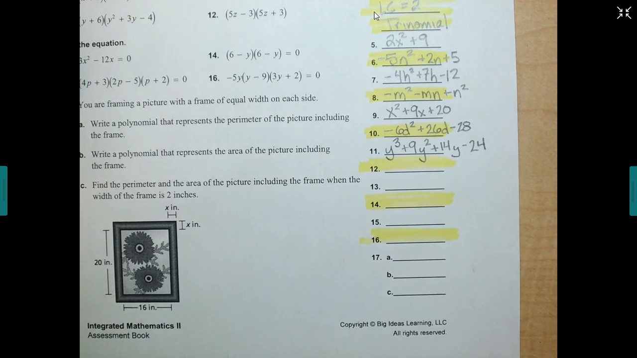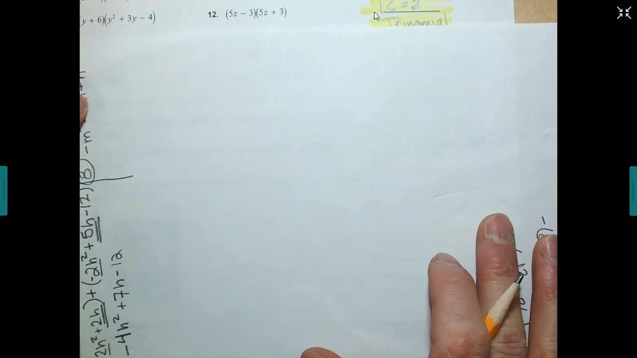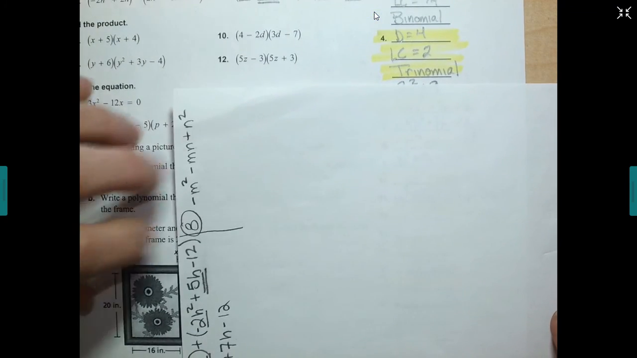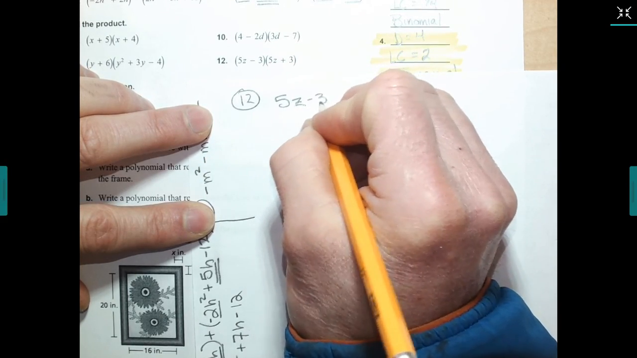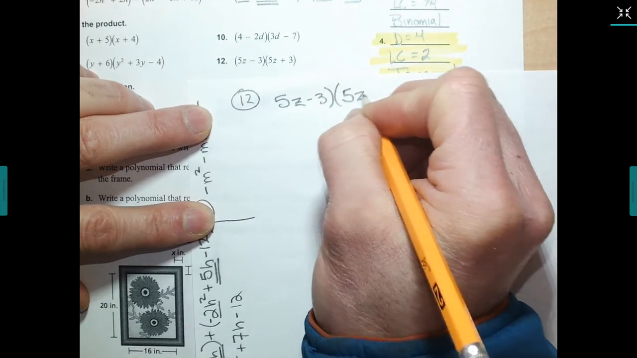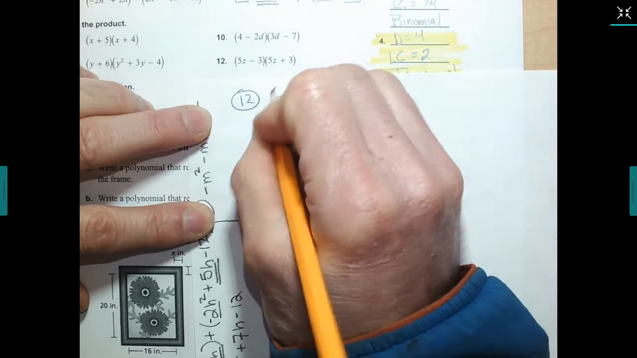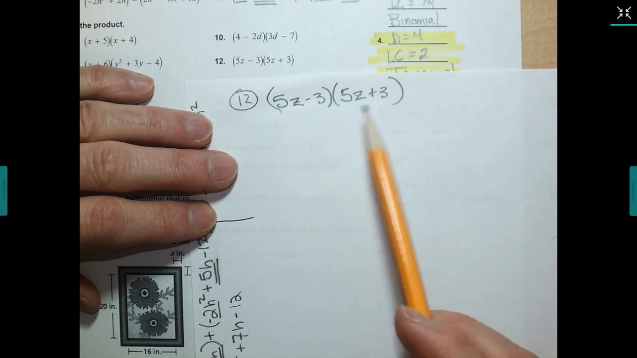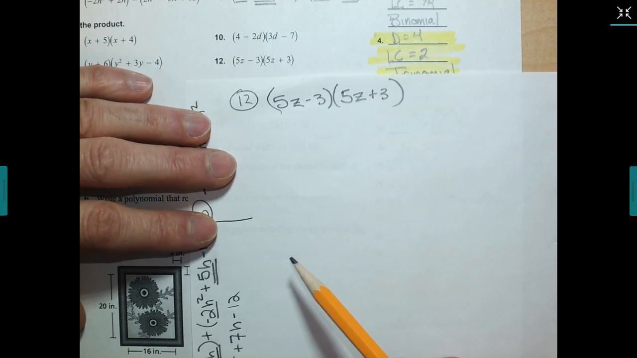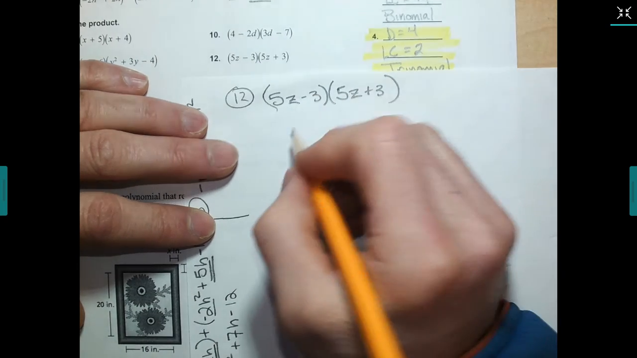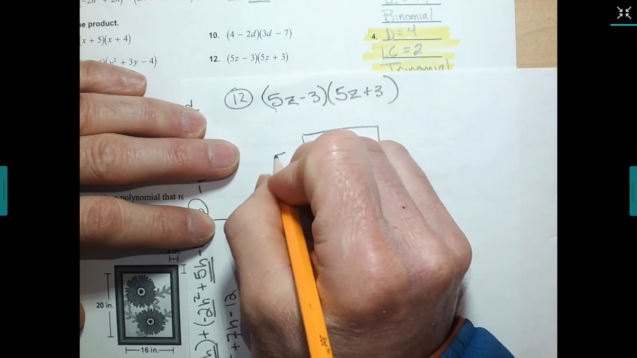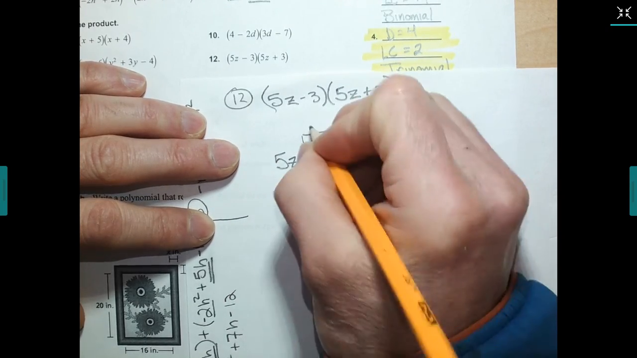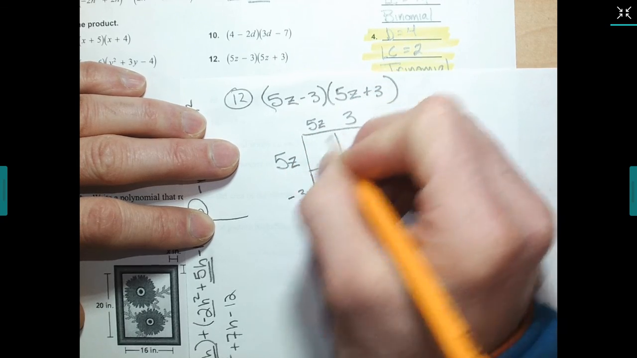All right, and then the last of these products, we're going to do number 12. We get 5z minus 3 times 5z plus 3. Now, if you figured out the uniqueness of this pattern, you can do it easier. But if you haven't, that's fine. You can still do it with box method and you'll get the same answer.